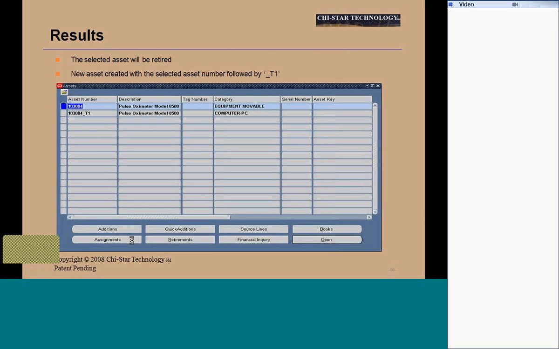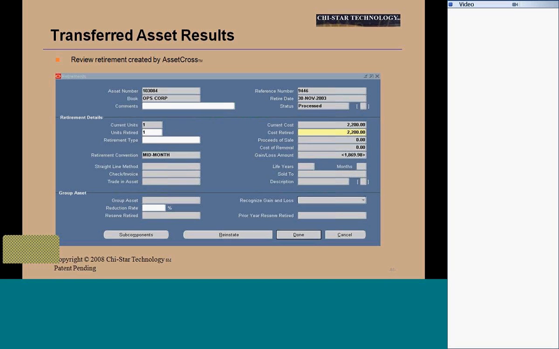So once they approve it and the processes are done, this is what you're going to end up seeing on your asset workbench. If I just queried off under that main asset number, with a wildcard, I'll get two records, the original record and the T1 record. When I look at the original record retirement, this is what the automated process did. It went through and retired this asset.